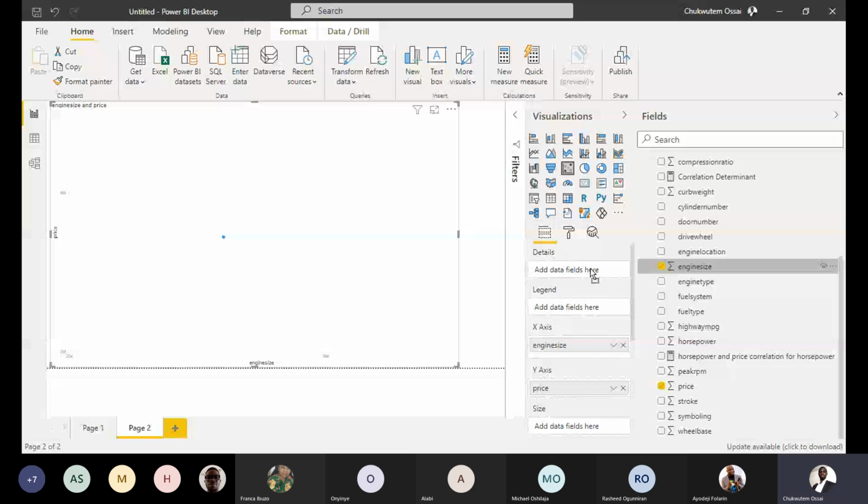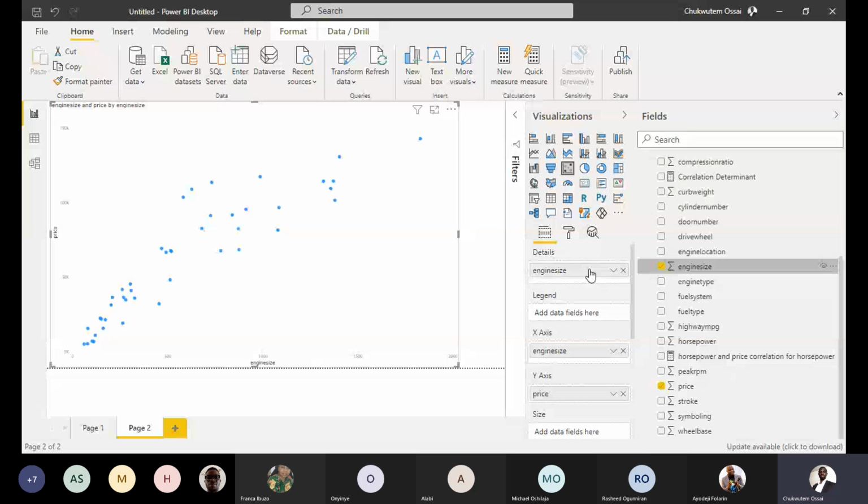Okay. But if you are having a data set that has to do with time and date, I beg you, please, on the details, bring in the date, and you ensure that the date is not in hierarchy. But in a situation whereby you don't have a date on your data set, please bring in on the details value what you have supplied in your S axis.